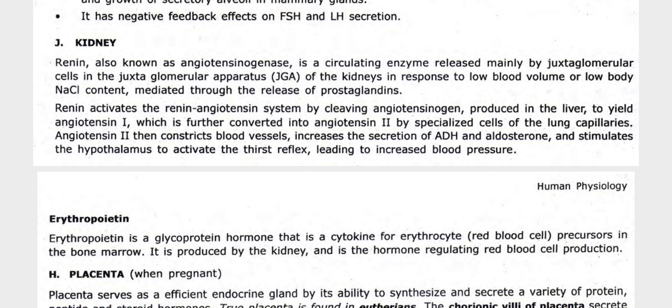converted into angiotensin 2 by specialized cells of the lung capillaries. Angiotensin 2 then constricts blood vessels, increases the secretion of ADH and aldosterone, and stimulates the hypothalamus to activate the thirst reflex, leading to increased blood pressure.